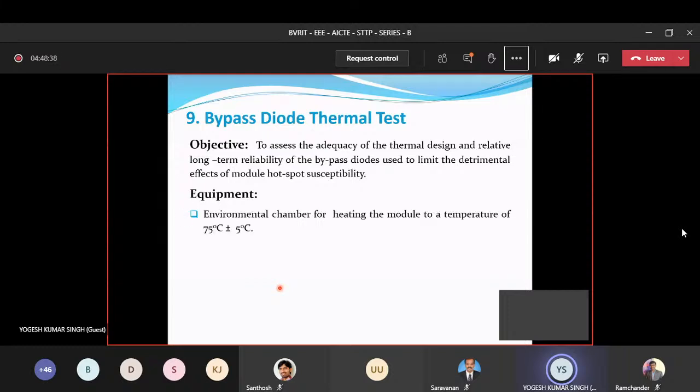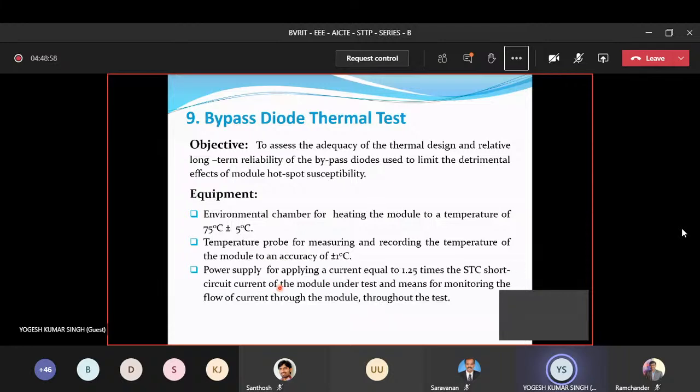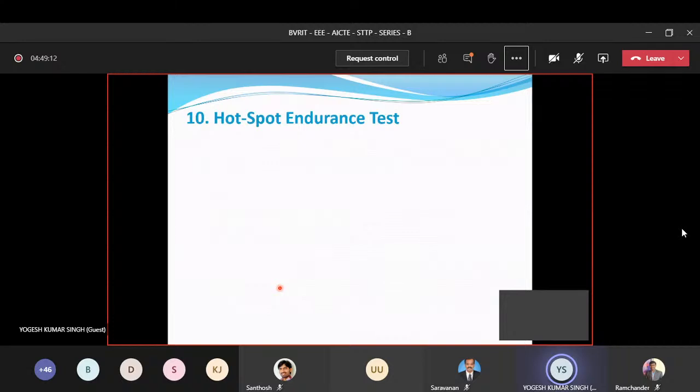The major equipment required is the environmental chamber for heating the module to around 75 degrees centigrade plus minus 5 degrees centigrade. The temperature probe for measuring and recording the temperature of the module is around plus minus 1%. The power supply applies a current equal to 1.25 times the STC current, and the module is tested under this condition, monitoring the current flow through the module throughout the test. So these are the conditions that are basically useful for the bypass diode.